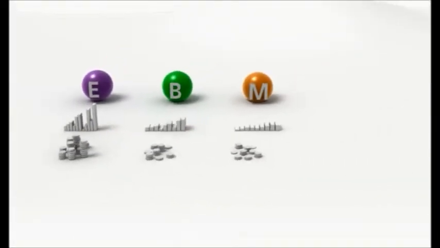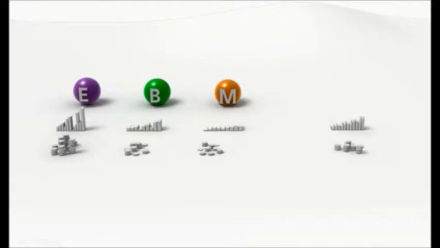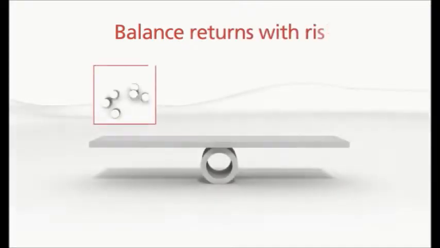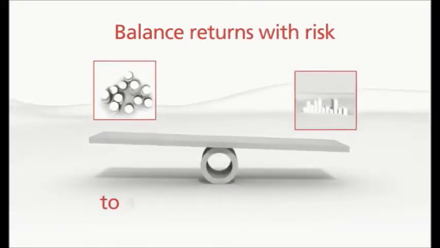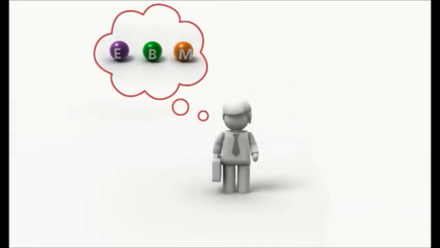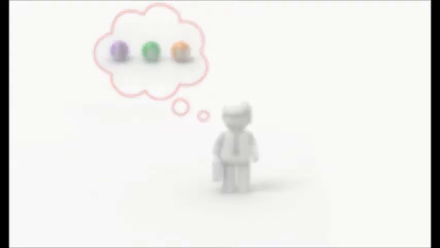Since different assets carry different types and levels of risk, asset allocation unit trusts spread or diversify these risks across asset classes. This allows the investment manager to balance potential returns with risk and achieve specific investment goals. Investors in these unit trusts hand the asset allocation decisions over to investment managers.